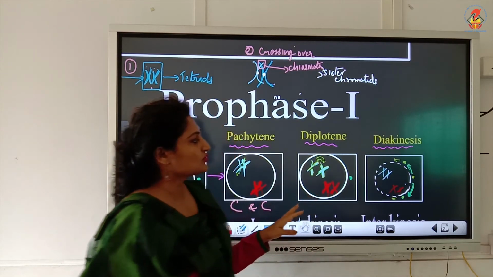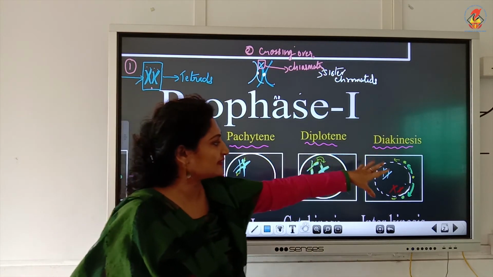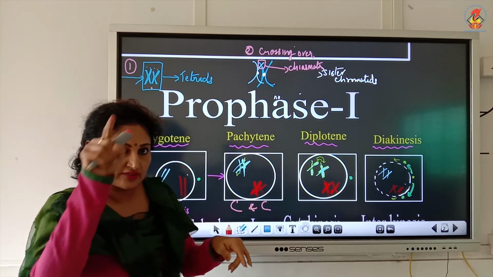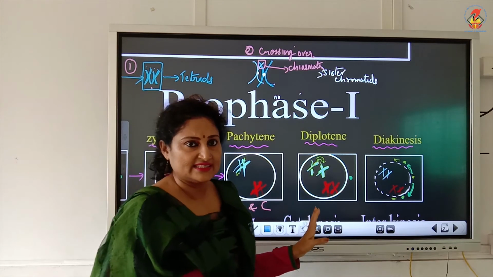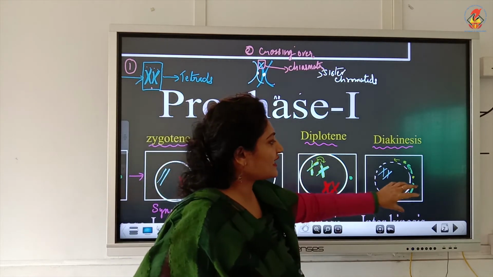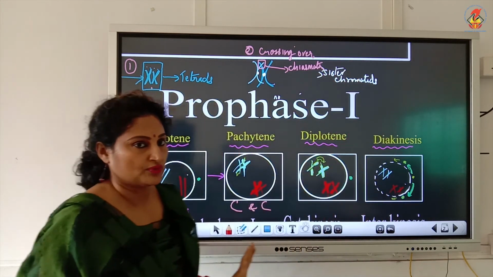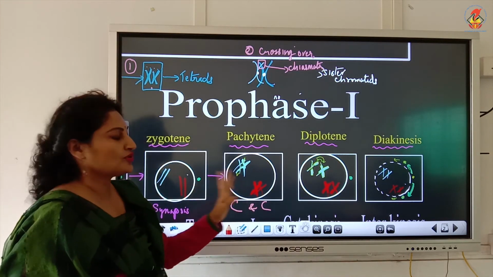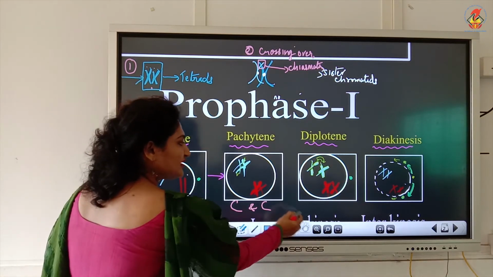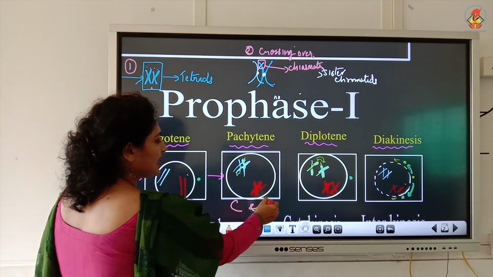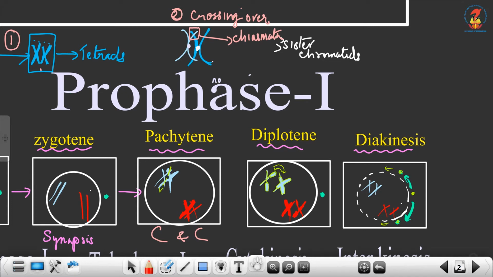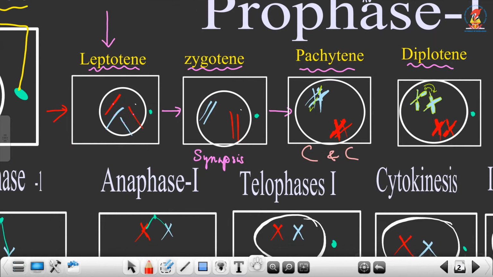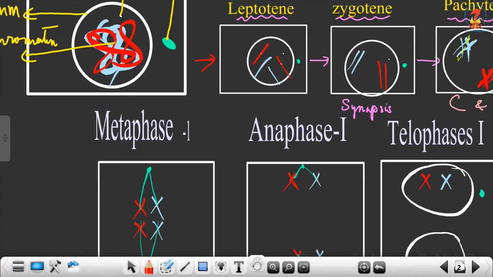Then again, you need not go with thick and thin. The last diagram is the simplest. You have to depict the two tetrads, the blue tetrad and the red tetrad, and the nuclear membrane disintegrated in the form of dotted lines, the nucleolus slightly as a light spot, and the centrioles moving to the opposite poles. So I have explained from the diagram point of view as well as from what you have to write. Very, very important, because both diagrammatically and in the write-up you have to express what is happening in each stage.